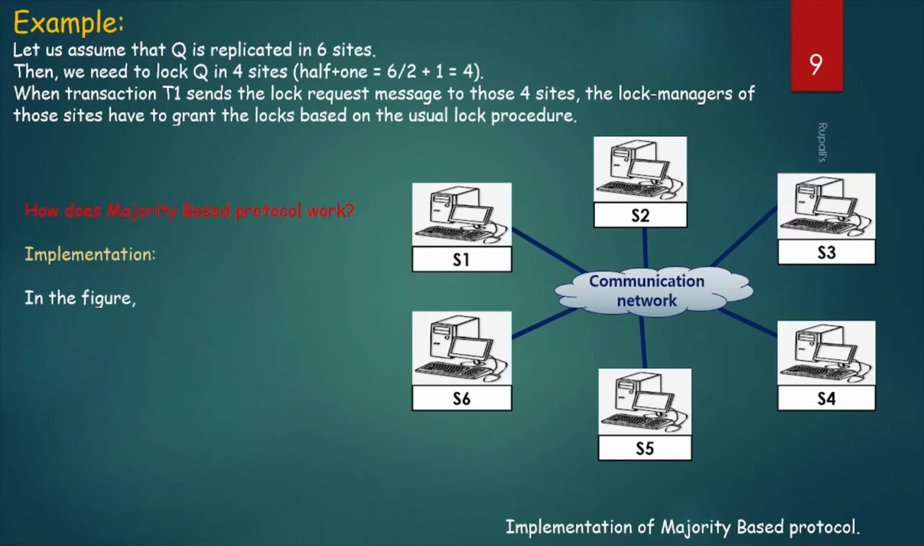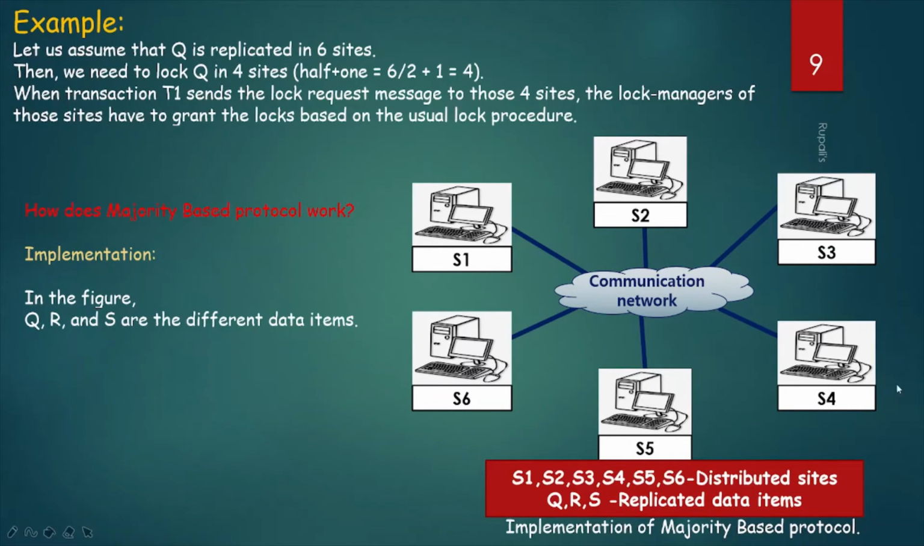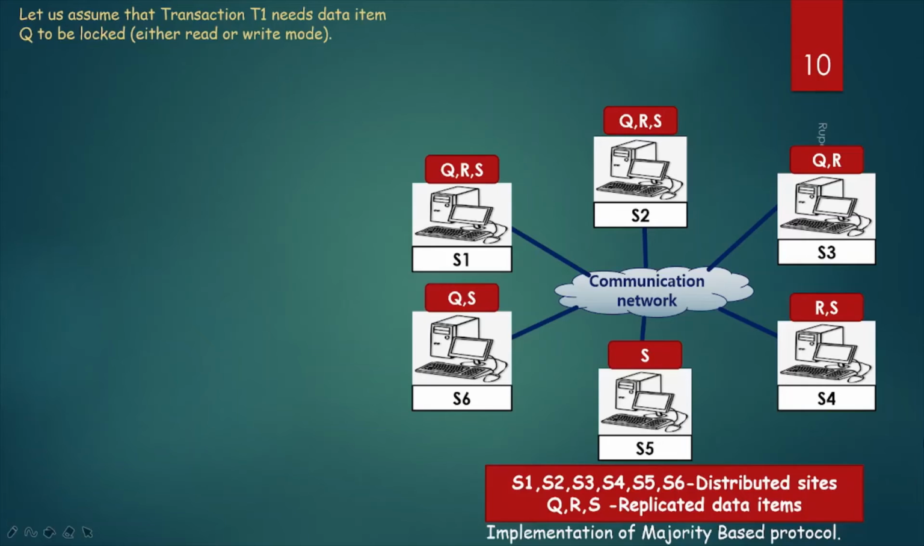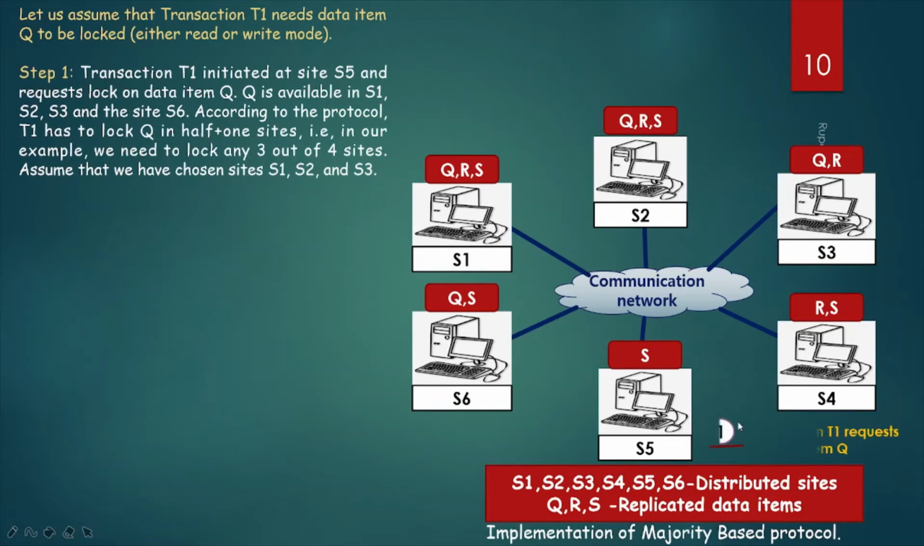See the implementation. In this figure, Q, R and S are different data items. Q is replicated in sites S1, S2, S3 and S6. R is replicated in sites S1, S2, S3 and S4, and S is replicated in sites S1, S2, S4, S5 and S6. So Q, R, S are replicated data items and the different sites are S1 to S6. Let us assume that transaction T1 needs data item Q to be locked either for read or write mode. So step 1 is, transaction T1 is initiated at site S5 and requests a lock on data item Q.